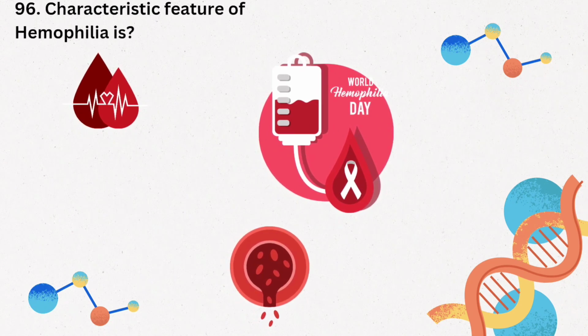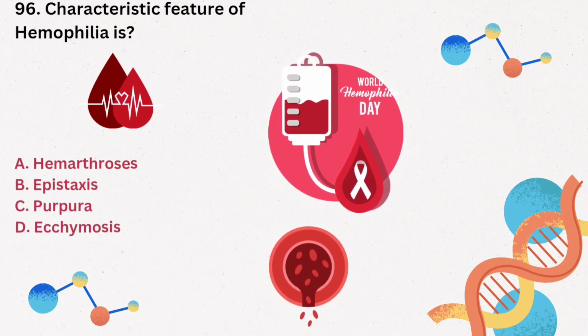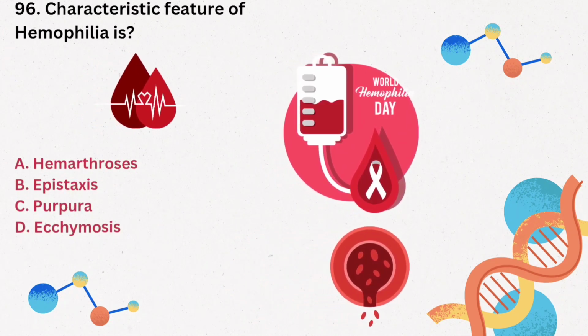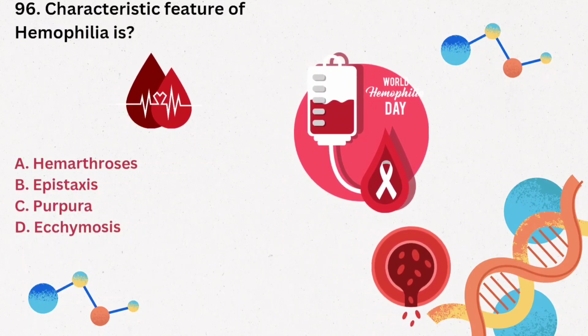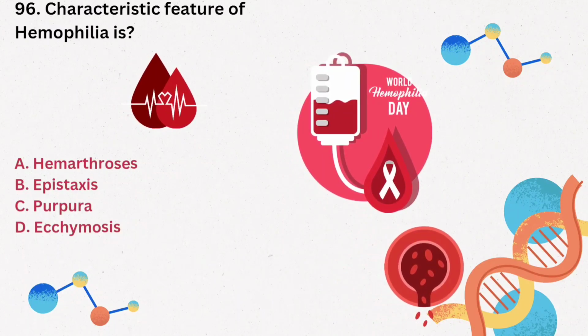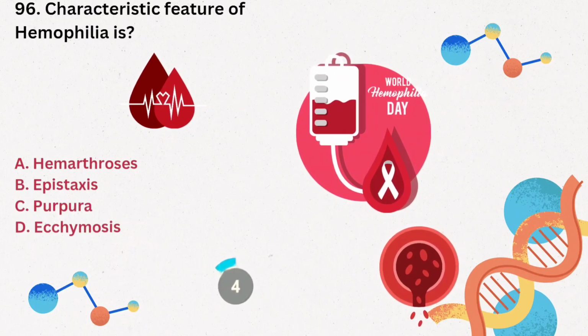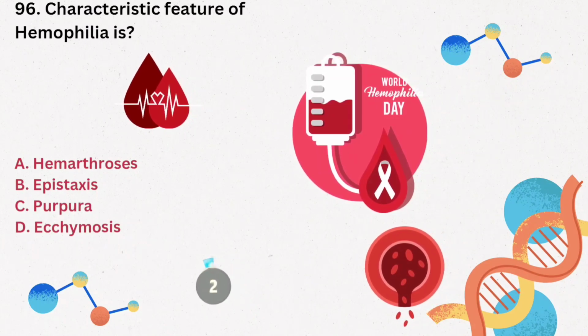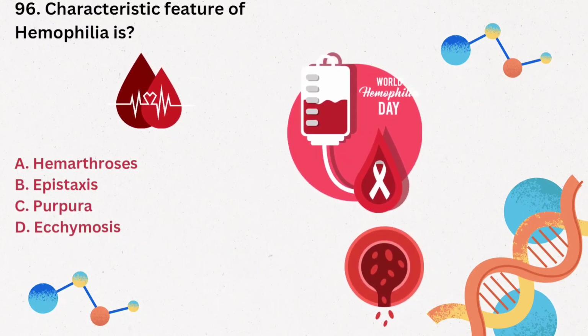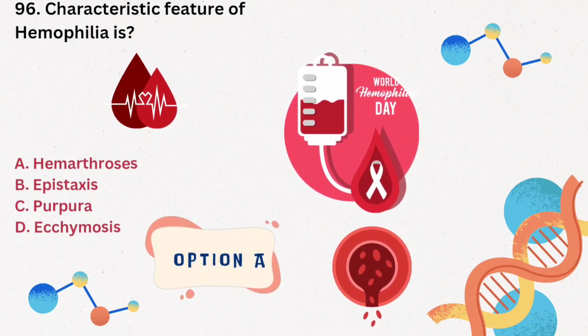Characteristic feature of hemophilia is A. Hemarthrosis. B. Epistaxis. C. Purpura. D. Ecchymosis. Option A is the right answer.